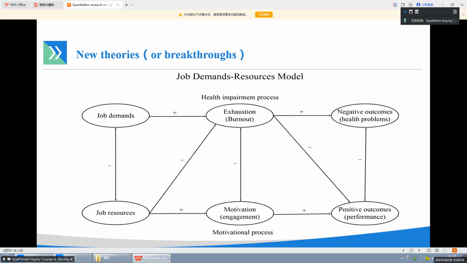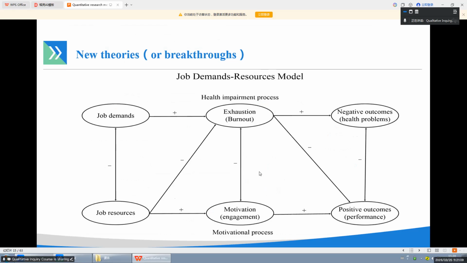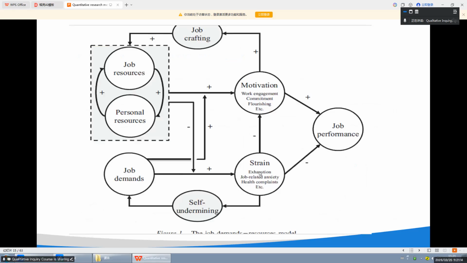But actually, the framework is more complicated than this one. Actually, it's like this. This is understandable? Yes. Not that easy. More complicated.